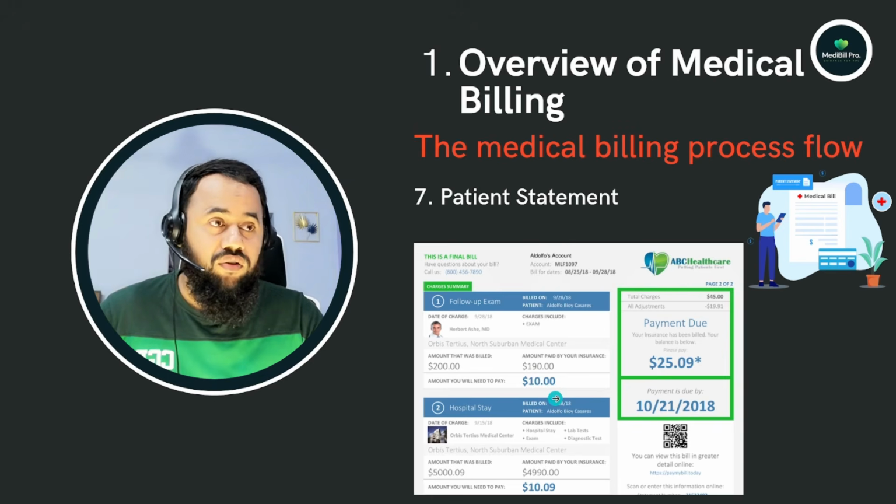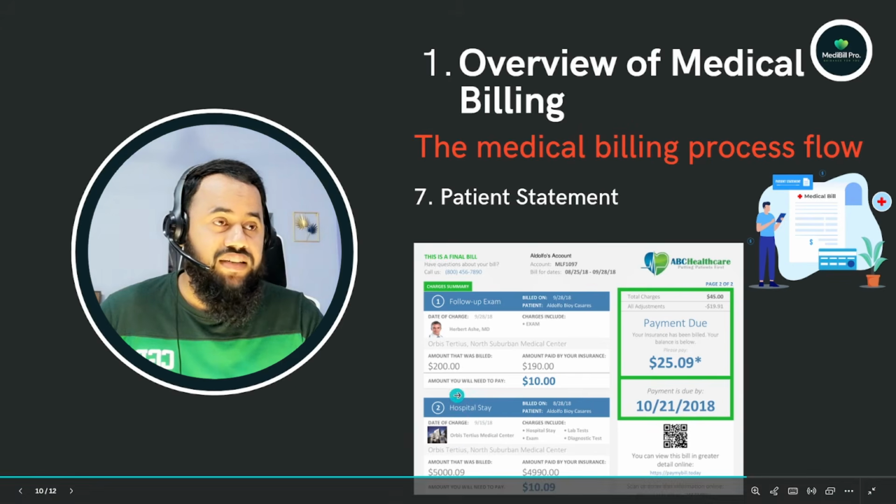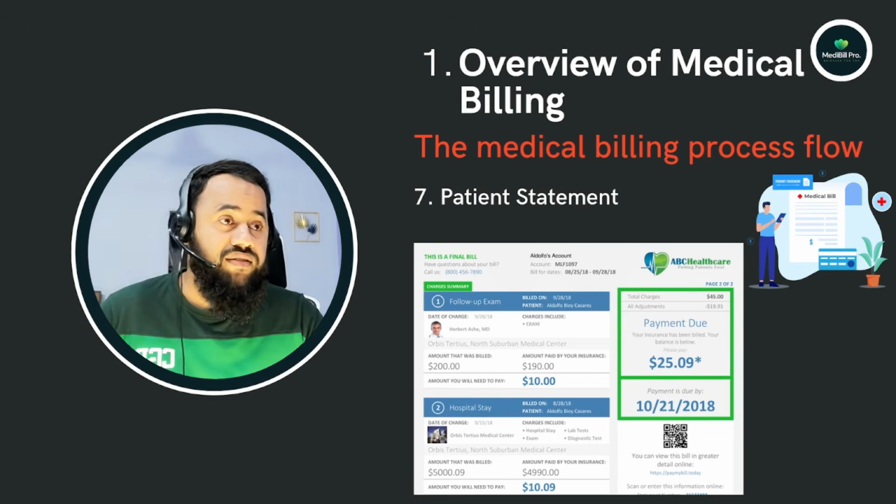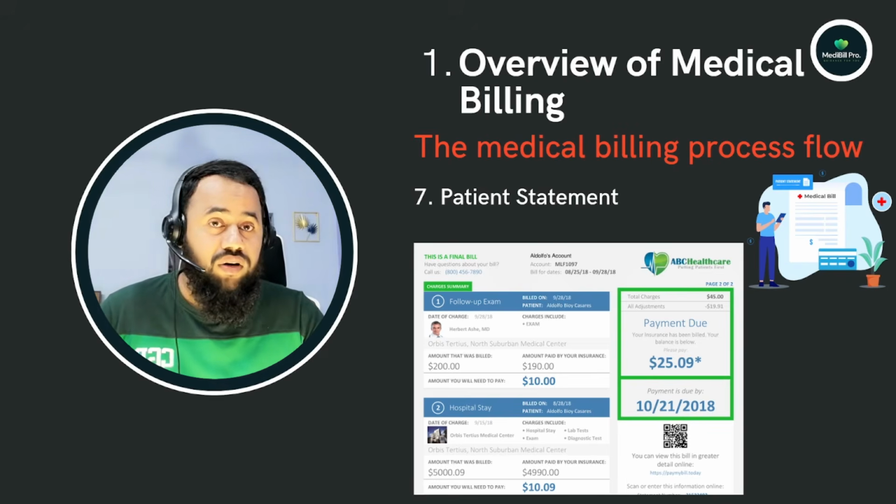$10 here, we have $10 over here, and for the next service we can see $10.09 also, this is also a patient responsibility. And there is a third service as well, which was only for $5 for that kind of patient. So the total becomes $10, $10.09, and $5, so $25.09 is the patient responsibility.